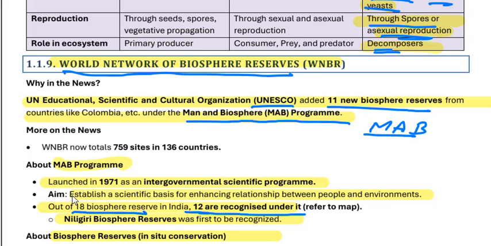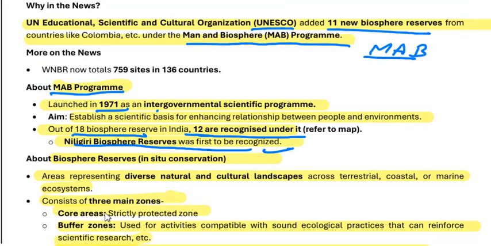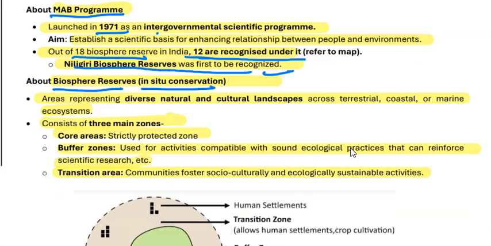The MAB program, Man and Biosphere program, was launched in 1971 as an intergovernmental scientific program, to establish a scientific basis for enhancing the relationship between people and environment. The Nilgiri Biosphere Reserve was the first to be recognized. You should remember, out of 18 biosphere reserves in India, 12 are recognized under it, and Nilgiri is the first, we have already talked about it. Next is about the Biosphere Reserve. It is in situ conservation, meaning the plants or animal species we want to conserve are conserved in the same area where they actually originated.